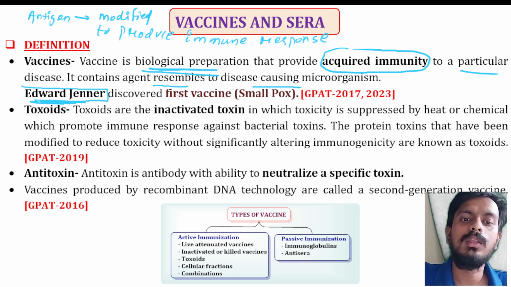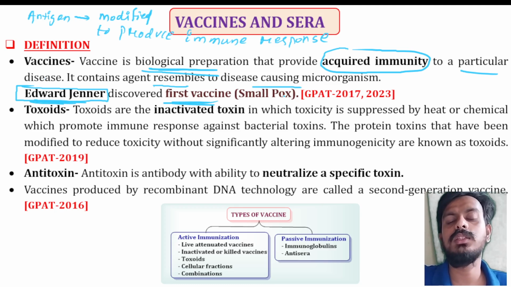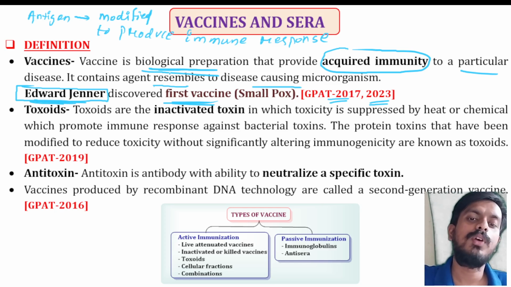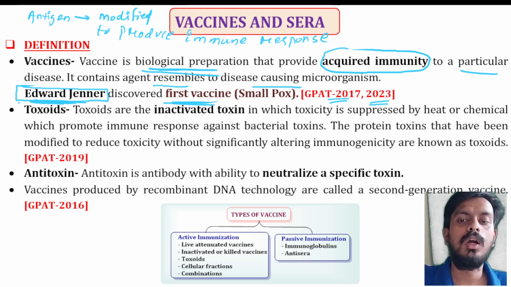Edward Jenner is the scientist who first discovered the smallpox vaccine. It was the first vaccine discovered by Edward Jenner. This question was asked in GPAT 2017 and GPAT 2023. First vaccine, that is smallpox vaccine.